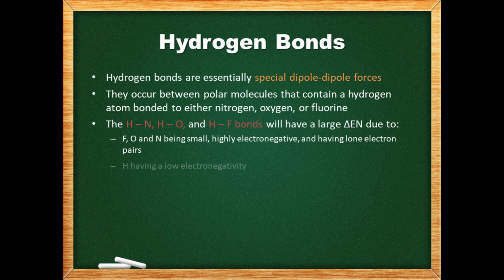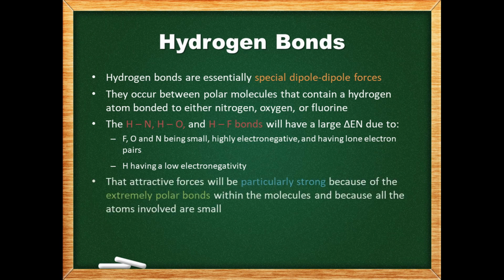In addition, hydrogen has a low electronegativity, meaning a significant amount of electron density will be removed from the hydrogen and its nucleus will be almost unshielded. Remember, hydrogen has no core electrons. For these reasons, the bonds within the molecules will be extremely polar, resulting in particularly strong attractive forces. The attraction of the hydrogen on one molecule to the partially negative fluorine, oxygen, or nitrogen atoms on other molecules is known as a hydrogen bond.